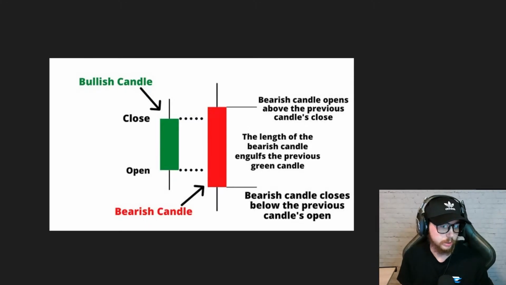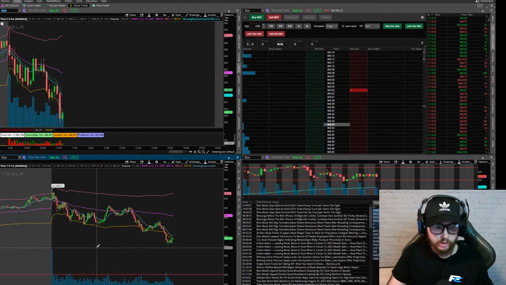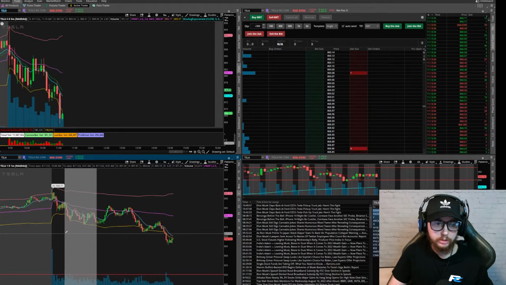Does anyone have any questions on candlesticks or anything we just talked about? Okay, so here's a good example on a chart.